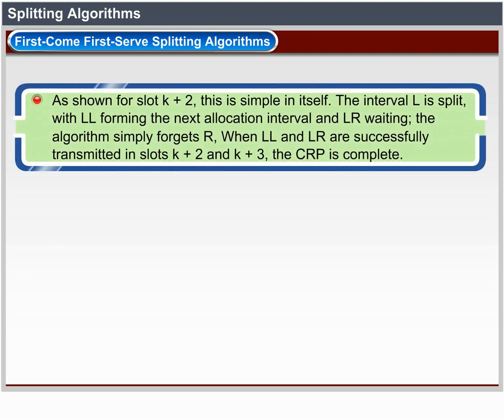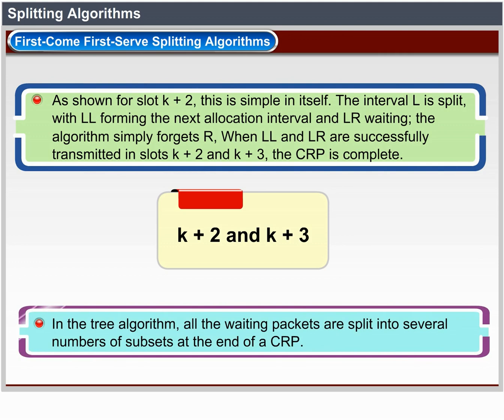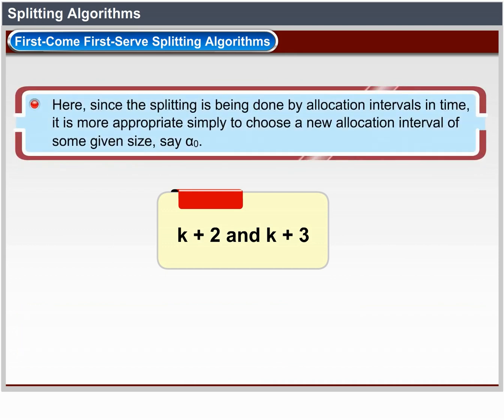The interval L is split, with LL forming the next allocation interval and LR waiting. The algorithm simply forgets R when LL and LR are successfully transmitted in slots k plus 2 and k plus 3. The CRP is complete. In the tree algorithm, at the end of a CRP, all the waiting packets split into some number of subsets. Here, since the splitting is being done by allocation intervals in time, it is more appropriate simply to choose a new allocation interval of some given size, say alpha naught.